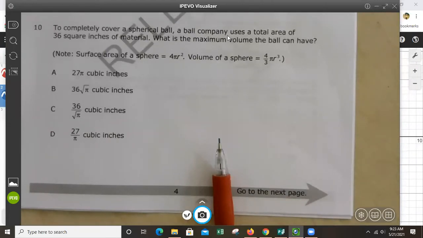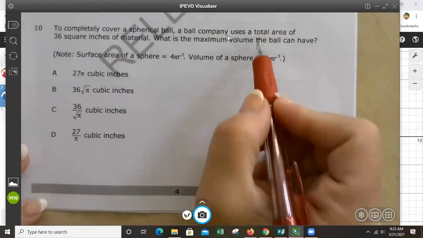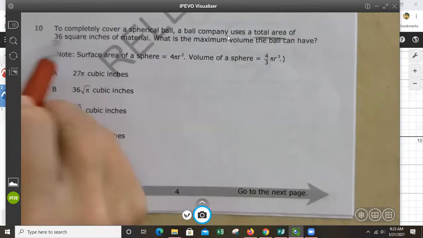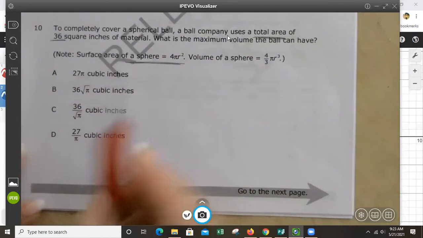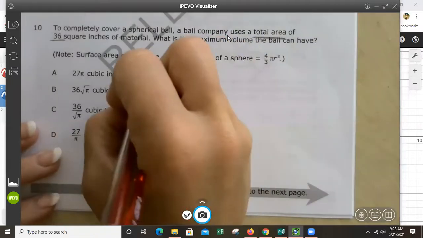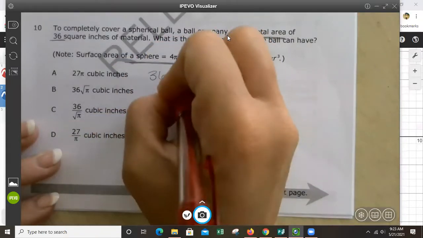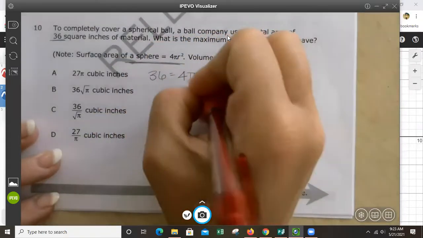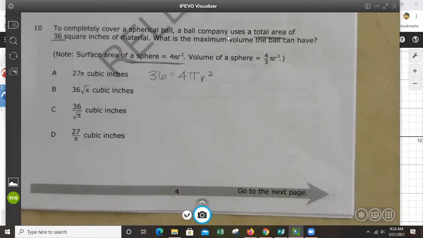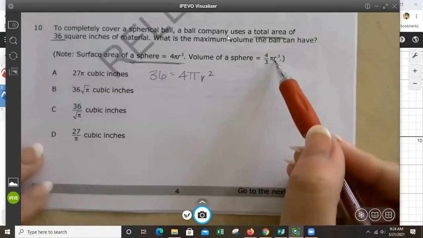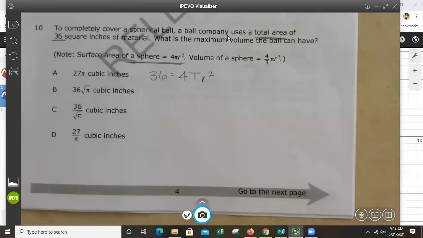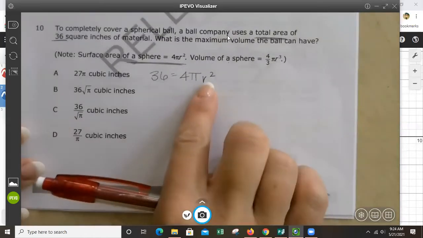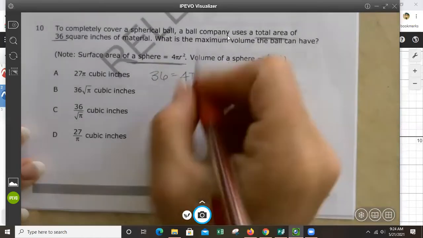And then it wants to know what's the volume. So we have to do both formulas. So the first thing it says is it has a total area of 36. There's your area formula. So the area is 36 of 4 pi r squared. How do I solve for r? Because to get the volume, I just need r. So that's what I'm trying to do, is solve for r. So how do I get that? How do I get r by itself? Divide 4 pi.